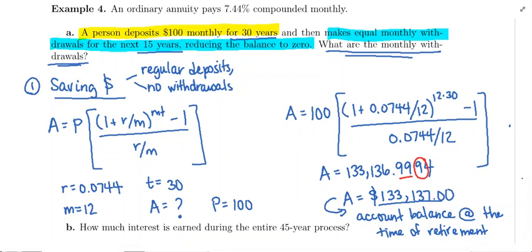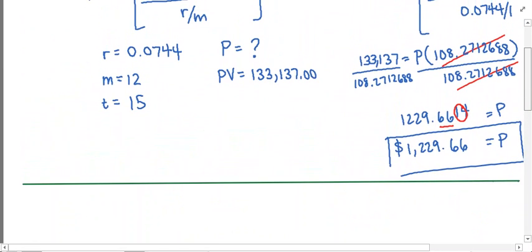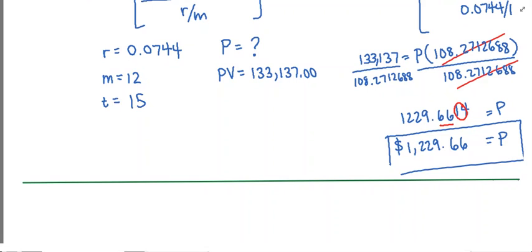And we calculated that they were able to withdraw $1,229.66 every month for 15 years. So we had these monthly withdrawals coming out of the nest egg, but also whatever money was still in the account was able to still earn interest.